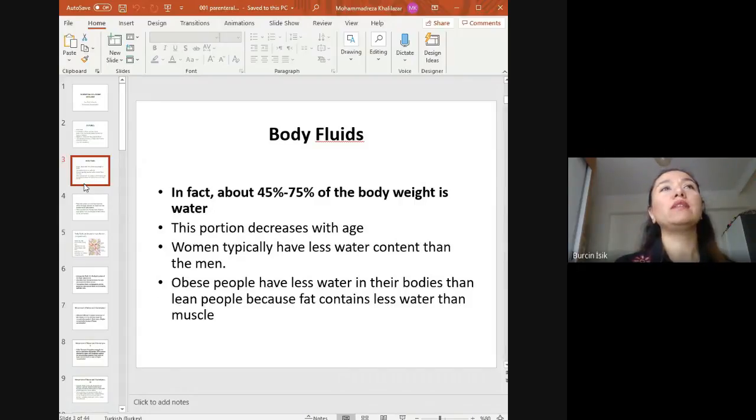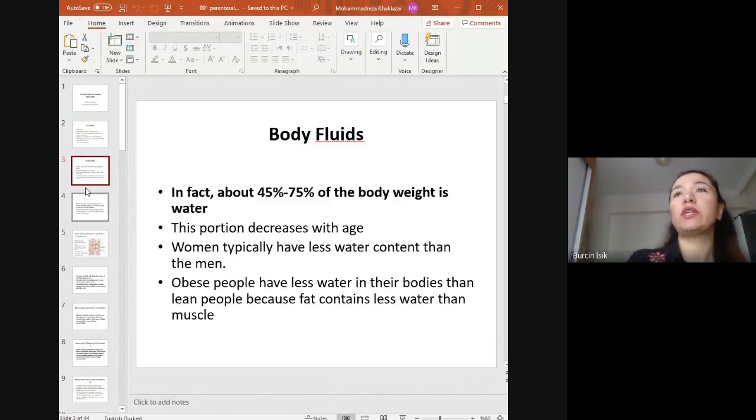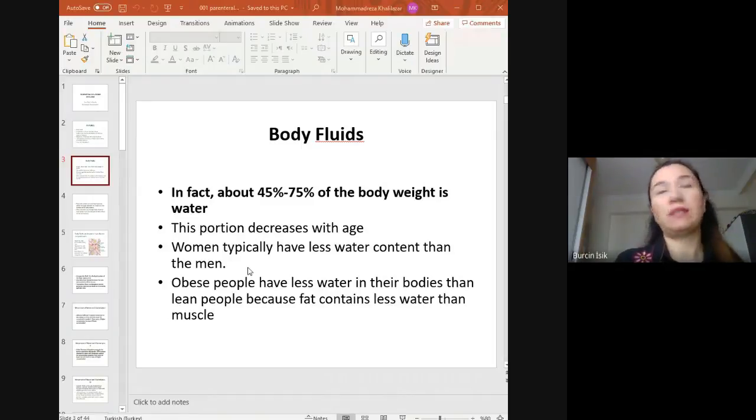Also, I put the old PowerPoint in PDF in the system. You can read it again. If you have questions, you can ask me. In fact, about 45 to 75% of the body weight is water, and this proportion decreases with age. Fat persons have less also, and women also have less than men, you know.